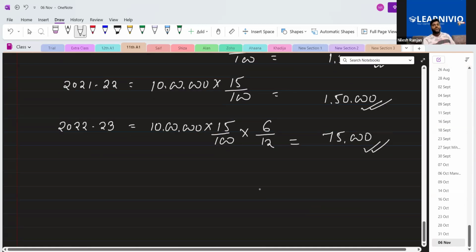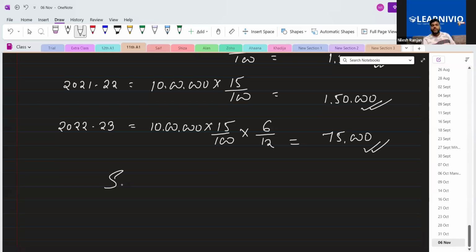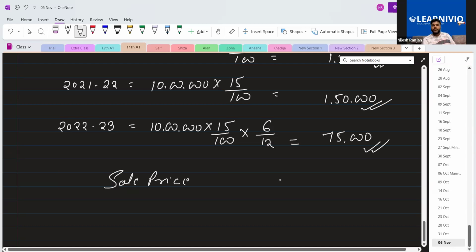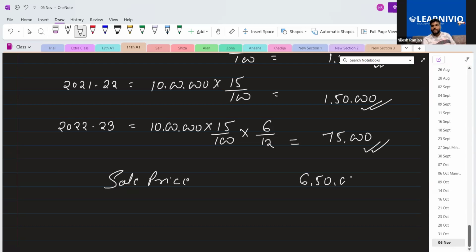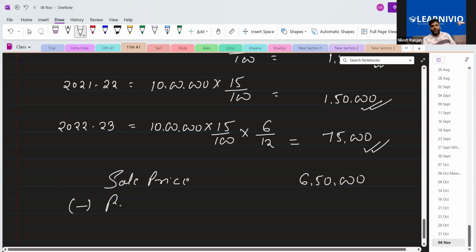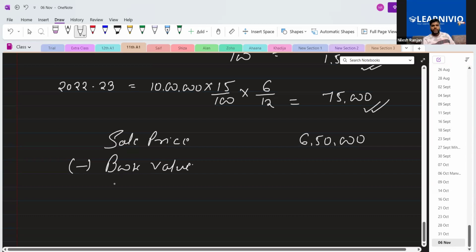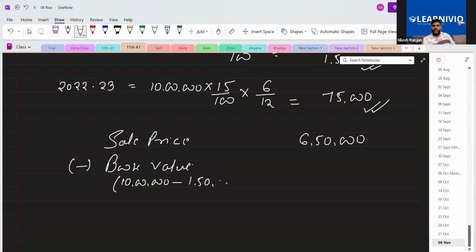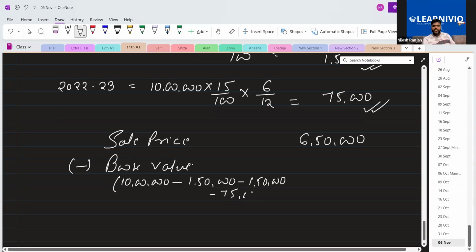Now also we have sold the machine for 6,50,000. So the sale price of the machine is 6,50,000 minus book value on the date of sale. So cost is 10 lakh and total depreciation charged is 150 in the first year, 150 in the second year, and 75 in the third year. So the book value is 6,25,000. So there is a profit of 25,000.